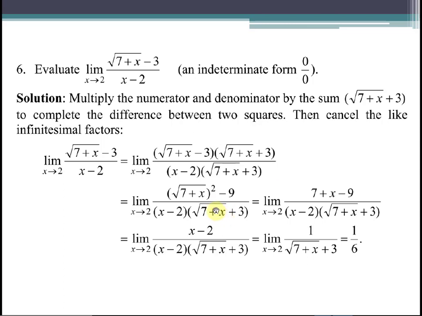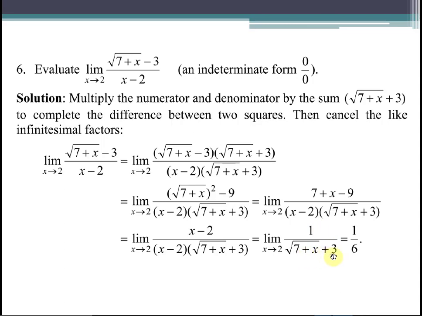After this we have this one. Now we can use the formula on top. So it is square root of 7 plus x squared minus 3 squared, or 9. And then we have 7 plus x minus 9. And hence x minus 2 over x minus 2. Now we can cancel like terms, x minus 2 and x minus 2, and we get the answer 1 over square root of 7 plus x plus 3.